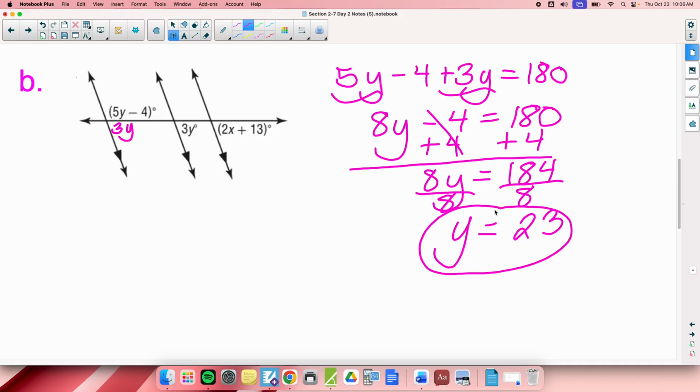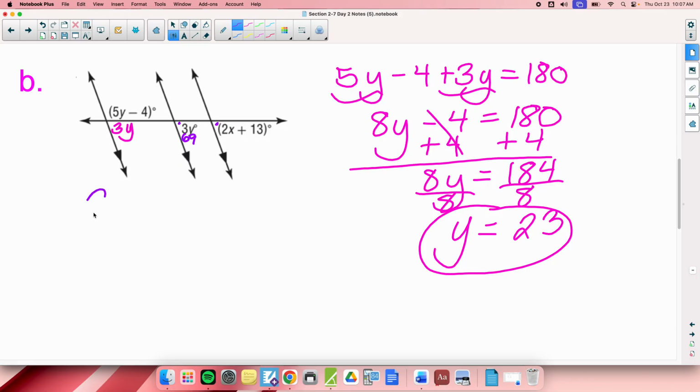Okay. Now, does anyone see something I could do to find x? 3 times 23 right here, I could put in. What's 3 times 23? Okay. Now, do you guys know what kind this and that are? The two with the purple dots in them. Yeah, corresponding. Aren't they in the same position?